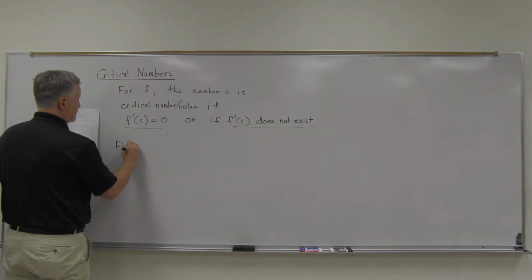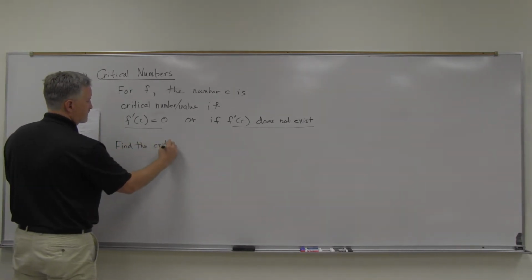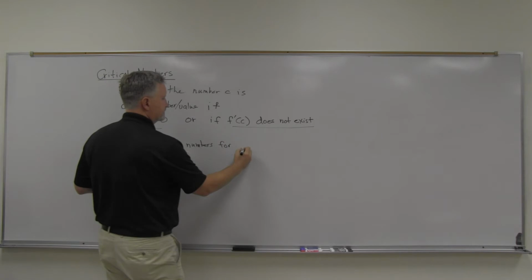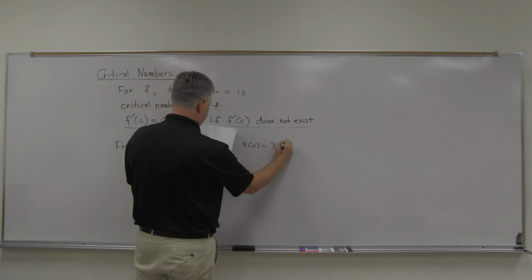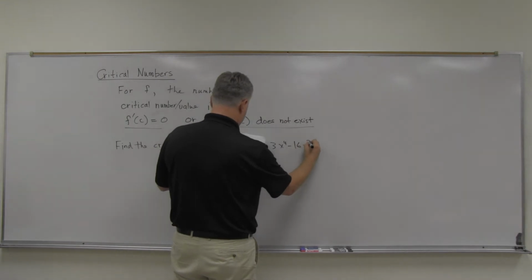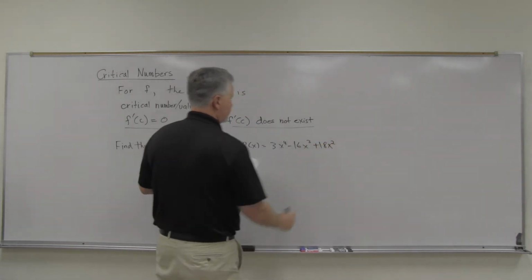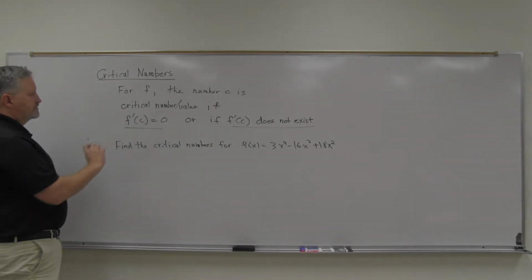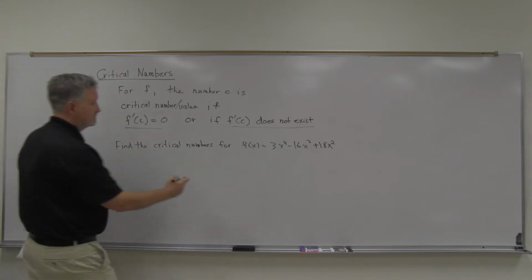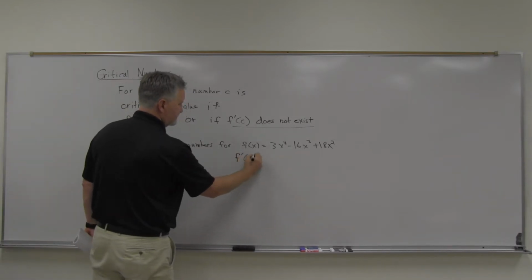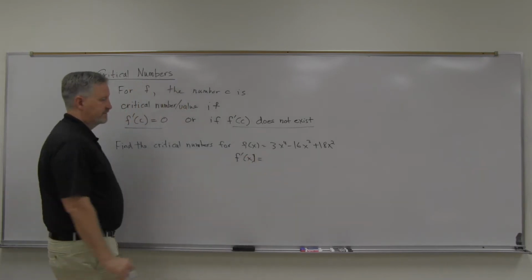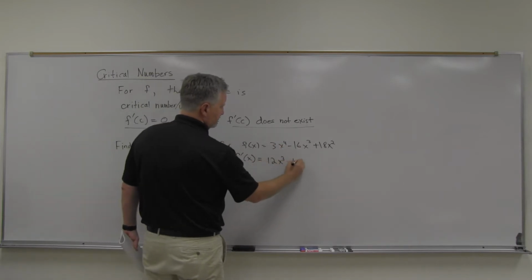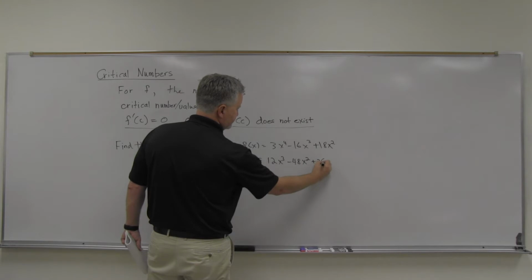So let's find the critical numbers for f of x equals 3x to the 4th minus 16x cubed plus 18x squared. So the critical numbers are where the derivative equals 0, or the derivative does not exist. So obviously when you're finding the critical numbers, the first step will be to find the derivative. So that would be 12x cubed minus 48x squared plus 36x. Do that right?